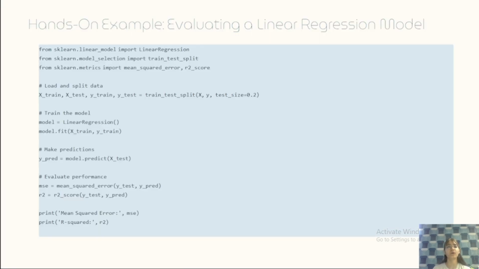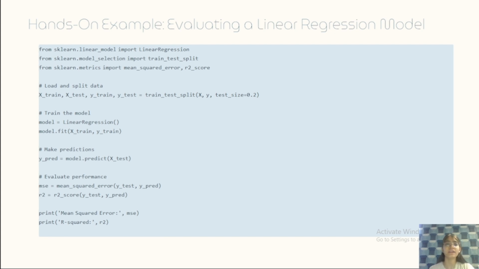Now we'll discuss the coding part, that is evaluating a linear regression model. Here we are using Python for this coding part, and first we are importing some libraries and using them to make our coding easier. First we import LinearRegression, train_test_split, mean_squared_error, and r2_score. In this code we load and split the data, train the model, make predictions, evaluate the performance, and finally print the values for evaluation.